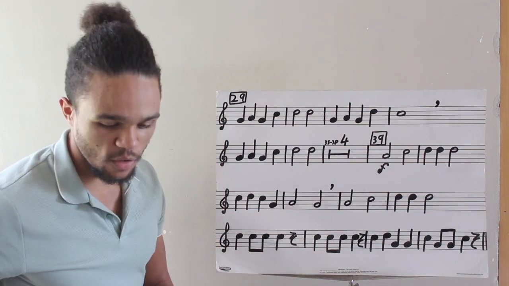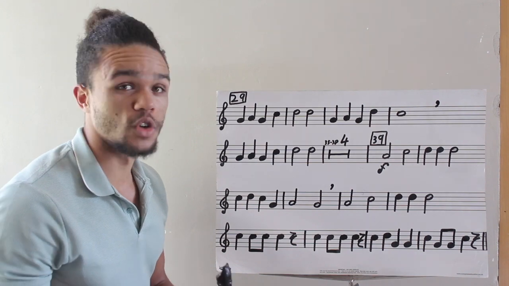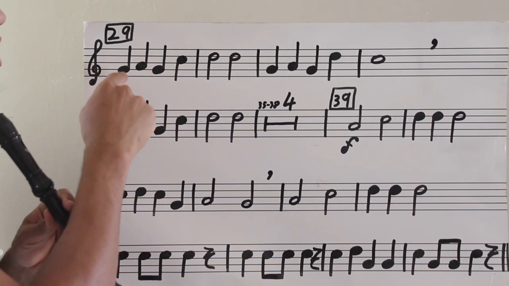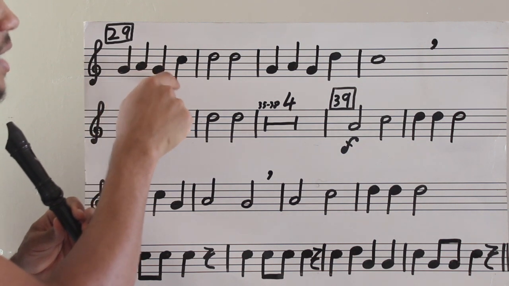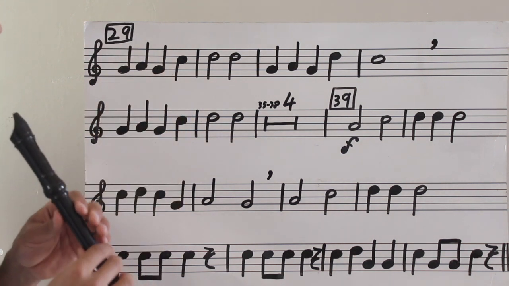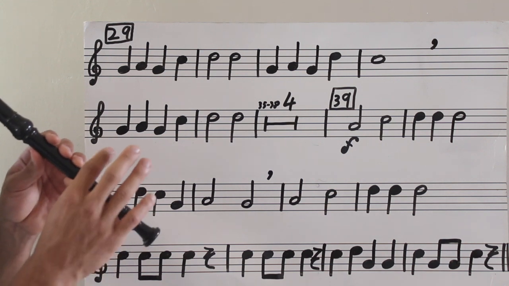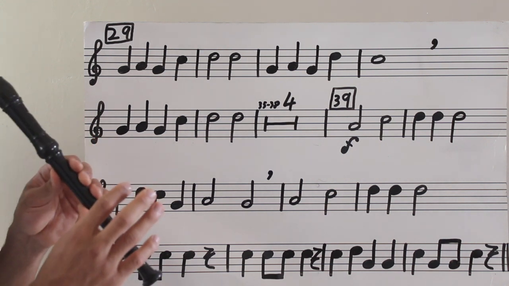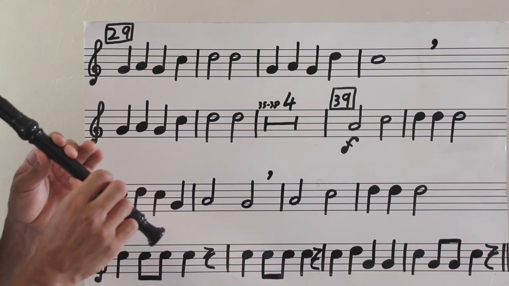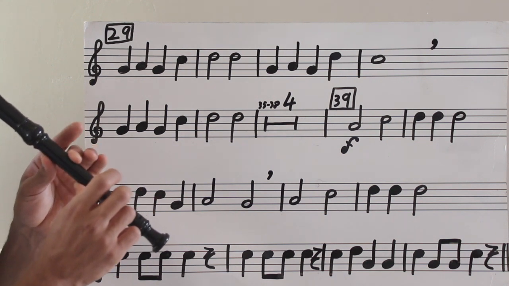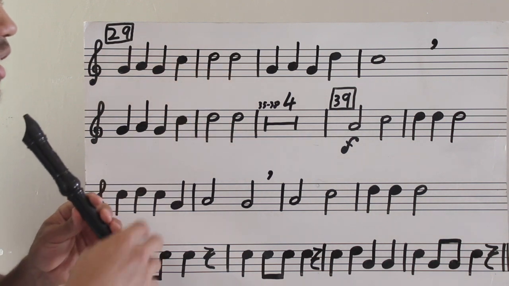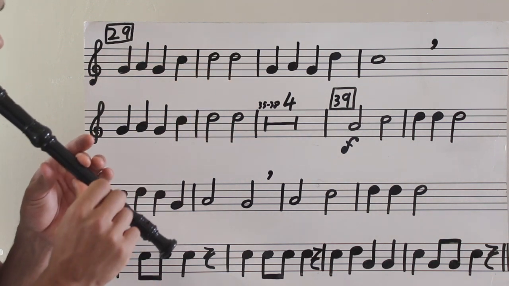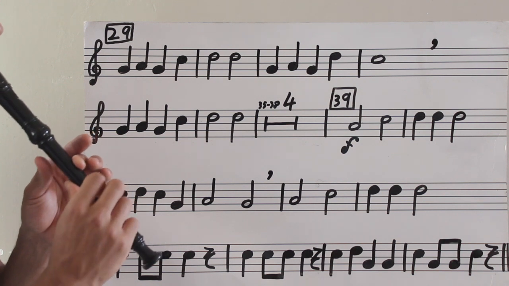Alright, so let's start off in bar 29. Let's zoom into our music and get straight into it. We start off with our G, A, G, C. Let's go ahead and play that. 1, go. Again. Then 2 high Ds, held for 2 beats. 3, go. Again.